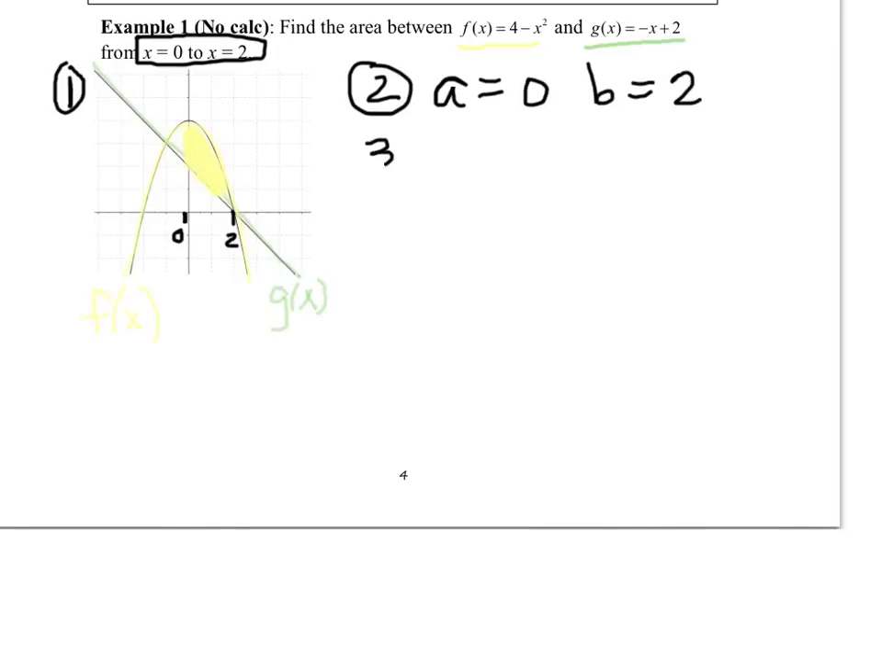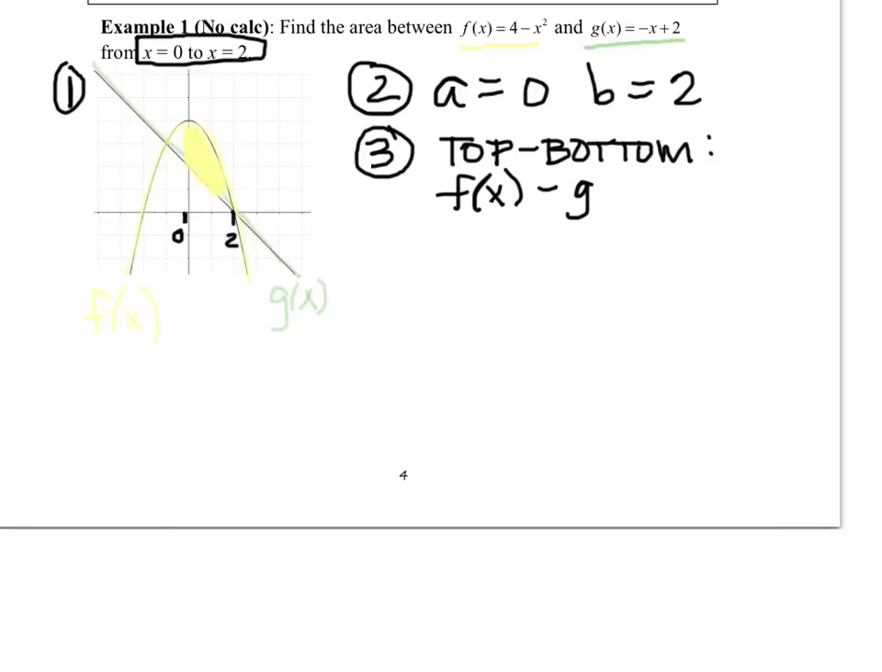Step number 3 is to create a formula for the top function minus the bottom function, okay? Our ceiling minus our floor, I like to say. So top minus bottom. Okay, our top function is f of x. In this case, our bottom function is g of x.